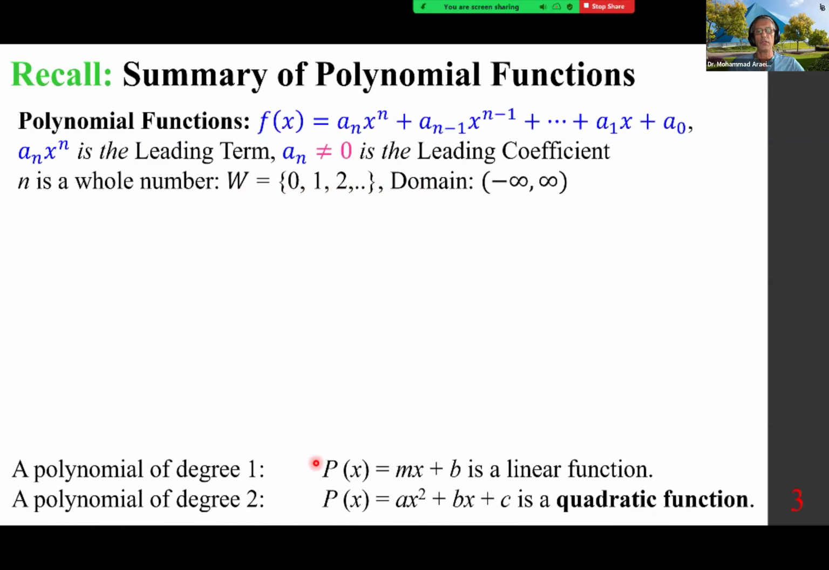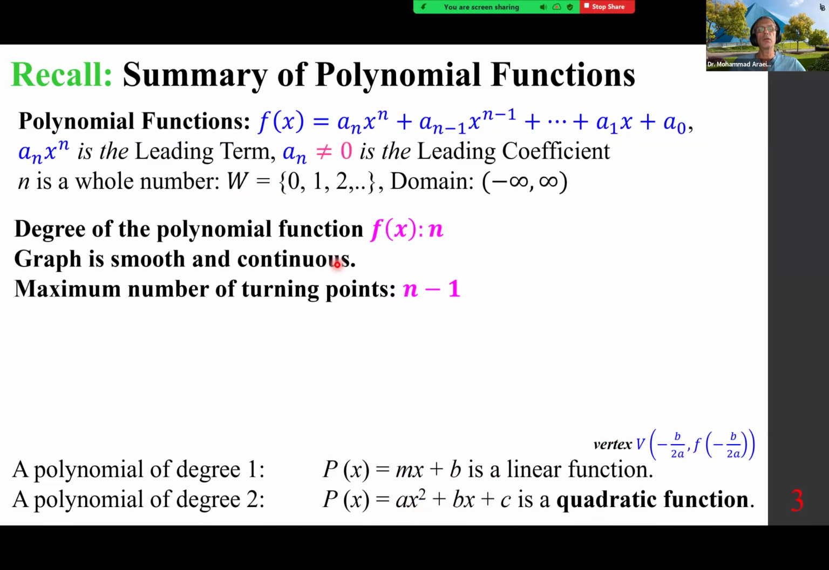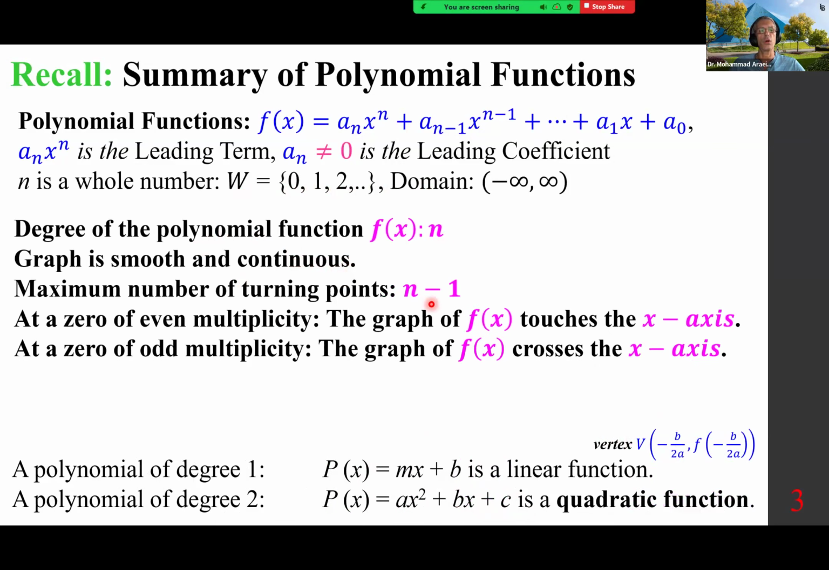A polynomial of degree 1, y equals mx plus b, is a linear function, or p of x. P of x equals ax squared plus bx plus c is a quadratic function where x equals minus b over 2a is the location of the vertex, and f of minus b over 2a is the y-coordinate. For a polynomial of degree n, the graph is smooth and continuous. The maximum number of turning points would be n minus 1.